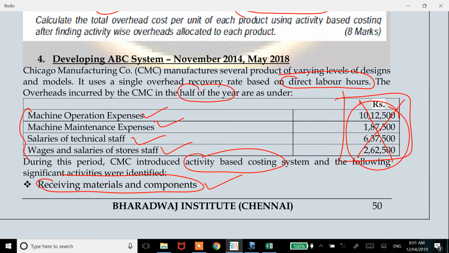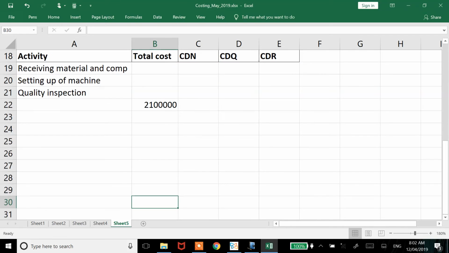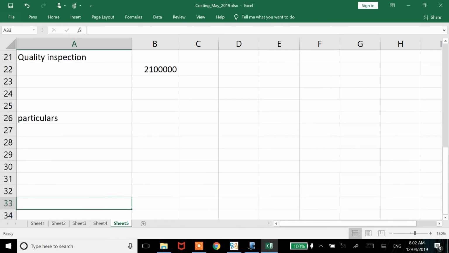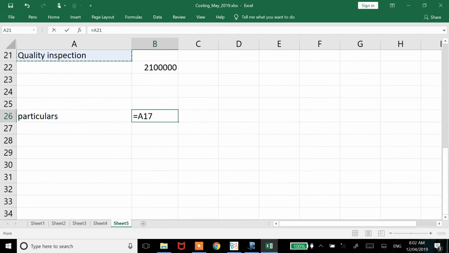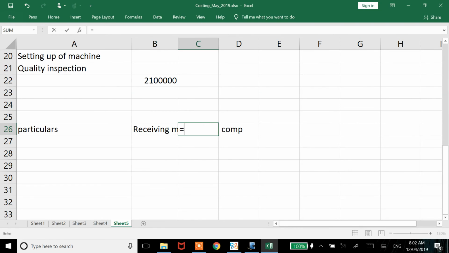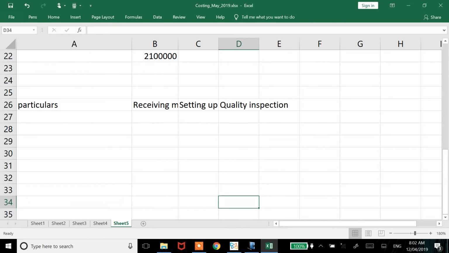Any doubts till now? Clear? Now leave some 3-4 lines, come down. Particulars. This is an extra working note in this question. Particulars: receiving material, setting up of machine, quality inspection. I basically need the cost for these 3 activities and not what is given in the question.